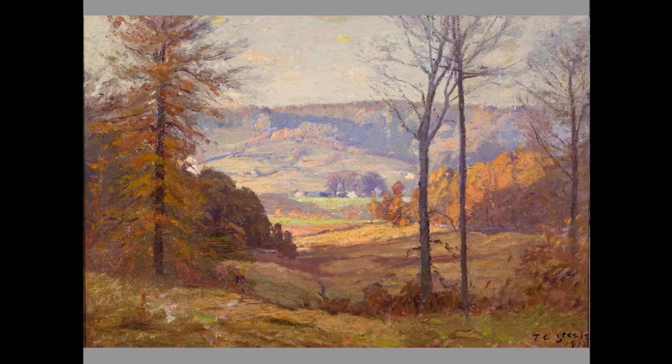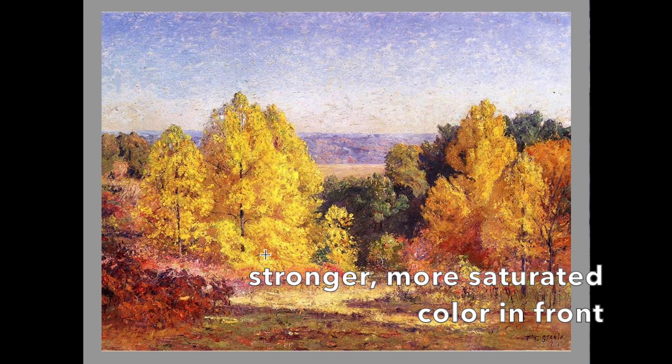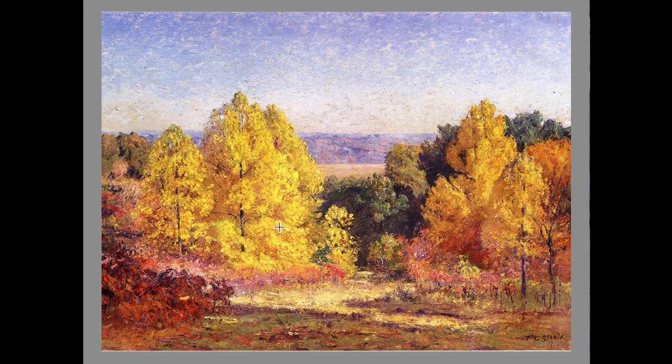And number 3 is color saturation. And you're going to have stronger, more saturated colors in front. You can see here he's got the yellow trees. That's the strongest color. Even the color in the shadow, the orange shrubbery there, that's very saturated, very strong, warm color.